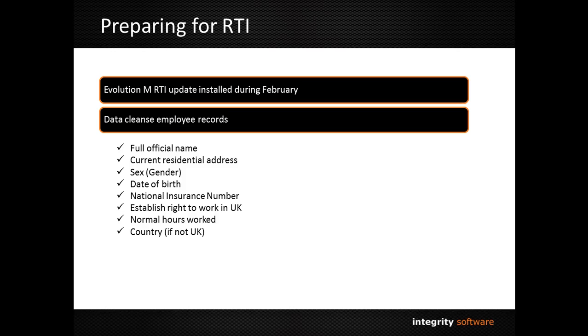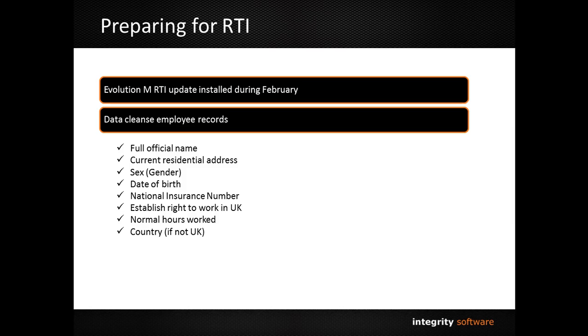The established right to work in the UK is a field that's required for foreign nationals, where you need to store, for example, a passport number relating to the employee. The number of hours worked as well is a banding, whether that's between 0 and 16, 16 and 30, 30 and above, or an other category, that would need to be recorded on your employees as well. And the country is another field that is required in a situation where that is anything other than the UK.